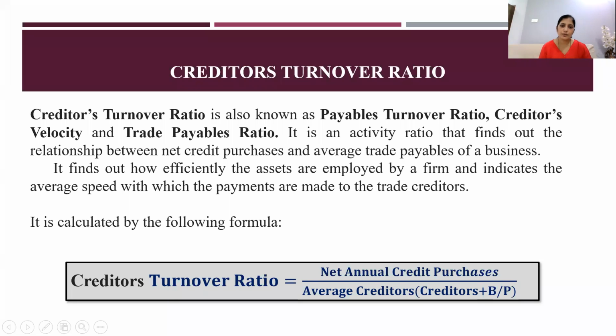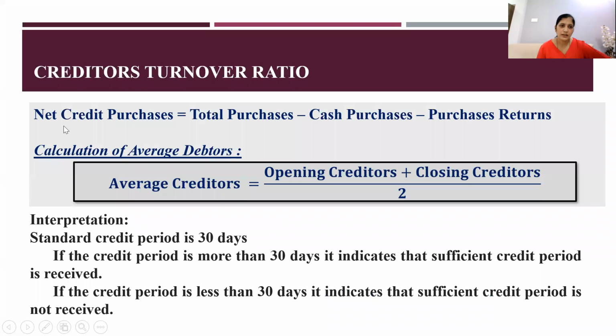So here the formula will be: creditors turnover ratio is equal to net annual credit purchases, only credit purchases you are taking, divided by average creditors. Okay, it is creditors plus bills payable. Net credit purchases is equal to total purchases minus cash purchases minus purchase returns.